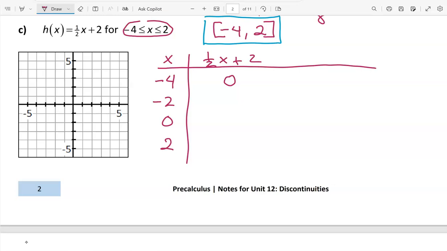1/2 of -2 is -1 plus 2 is +1. 1/2 of 0 is 0 plus 2 is 2, and 1/2 of 2 is 1 plus 2 is 3. So now we have our points, which are (-4, 0), (-2, 1), (0, 2), and (2, 3). And the only points that should be graphed are the x values that range from -4 to 2, not beyond that. So this graph will only be a line segment.